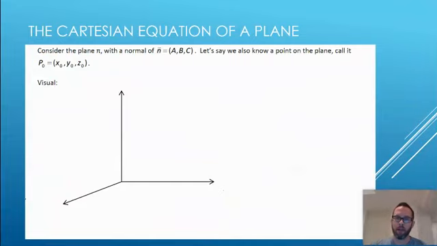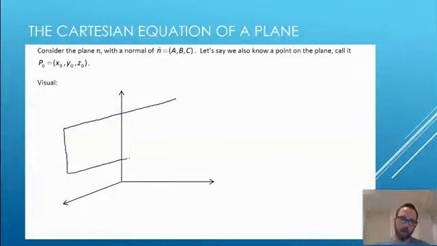Just like lines in R2 had a normal and hence a scalar or Cartesian equation, planes in R3 have normals, and so they have Cartesian or scalar equations. So I'm going to do my best here to draw a nice diagram for you. So let's say we have some plane in R3. And a plane in R3 is going to have a specific normal.